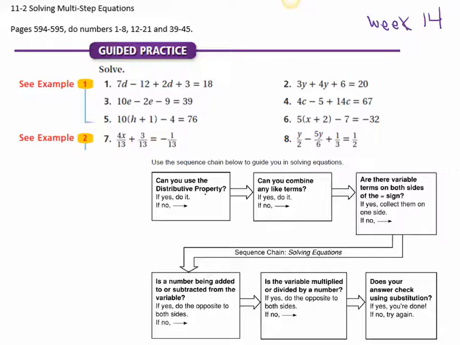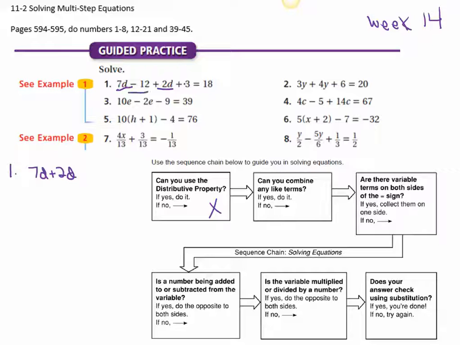So can you use the distributive property? And there's no parentheses, so this is a no. Can you combine any like terms? Now that's what this section is about. It's about simplifying expressions or combining like terms before you solve. So for number 1, there are like terms. We have 7d plus 2d. Those are like terms. So we can write them next to each other.